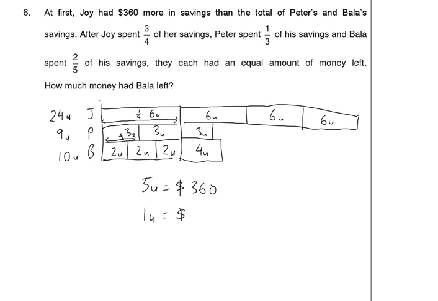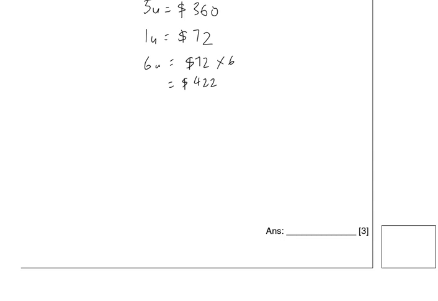And 1 unit equals to how much? $72. But I want to know how much did Bala have left. So we know that this is the part that they have got left, right? And Bala, the amount that he got left is actually here, and that is 6 units. So it's $72 multiplied by 6 equals to $432. So that's for question 6.